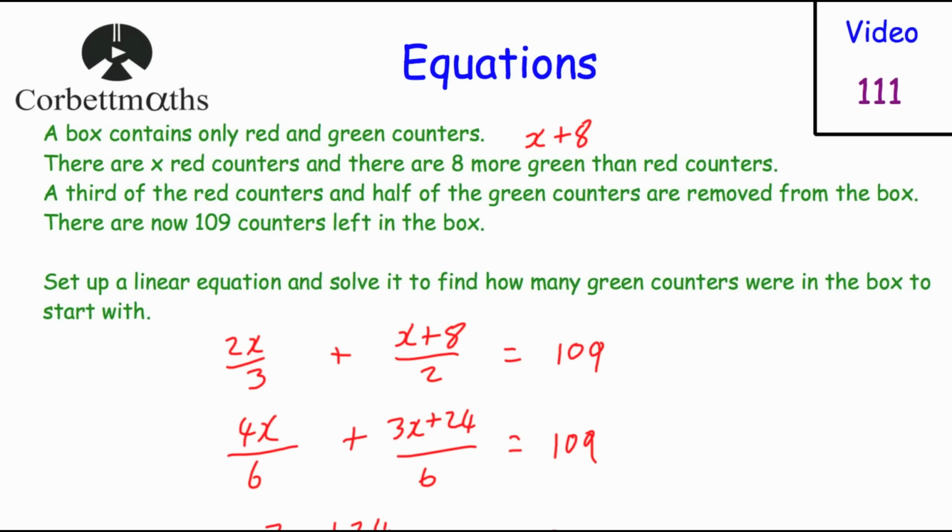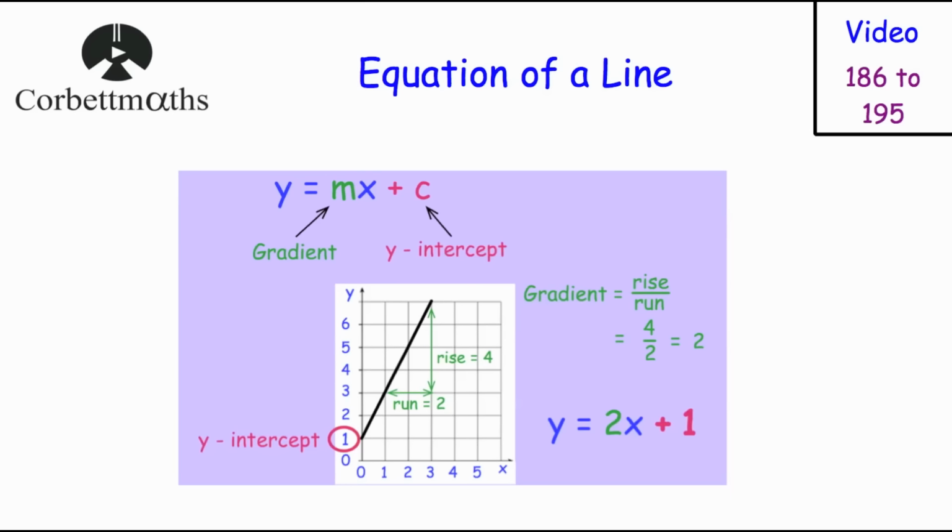Let's have a look and see what the question says. It says, find out how many green counters were in the box to start with. So we had x is 90, and we had that there was x plus 8. That's going to mean there was 98 green counters to begin with. And that's it. Okay, our next topic.